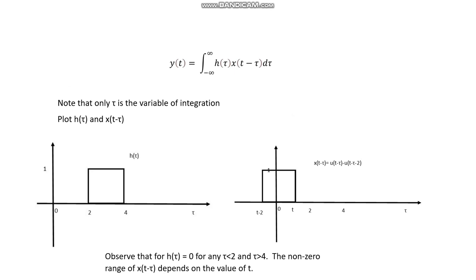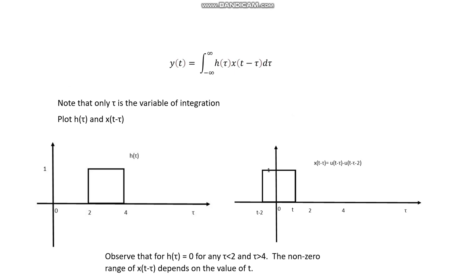So to better understand how to do this integral, let's plot h of t and x of t minus tau as a function of tau. Now, h of tau is the same as h of t. We just renamed the variable from t, we now call it tau. Now, x of t minus tau is a little more tricky. We see here that tau appears with a negative sign in the argument of the function. So it's reversed, right? Now going from right to left. And also it's shifted by t. So this is going to be the plot of x of t minus tau, right?